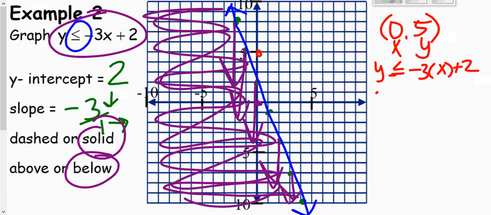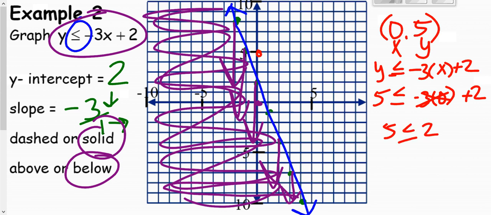Okay, so my y value is 5. Negative 3 times 0 plus 2. Again, negative 3 times 0 is just 0. So 5 is less than or equal to 2. Is that true? No. So it is not part of the solution. So it should not be in your shaded area, which it's not. Our shaded area is the other side.